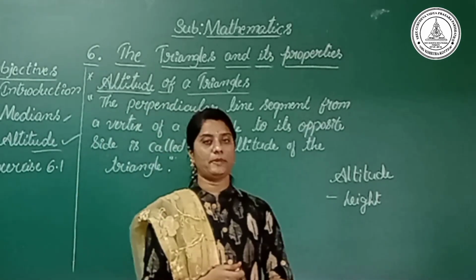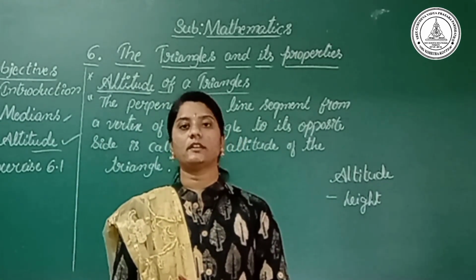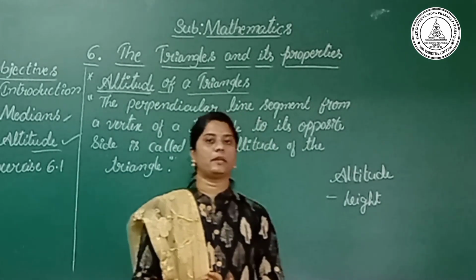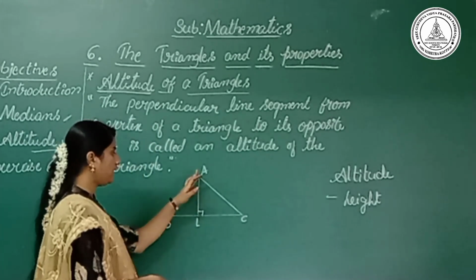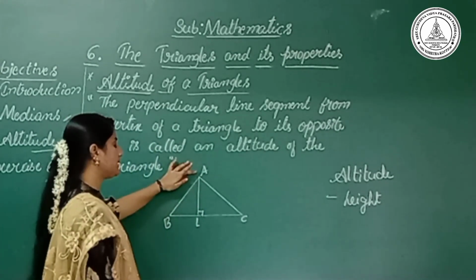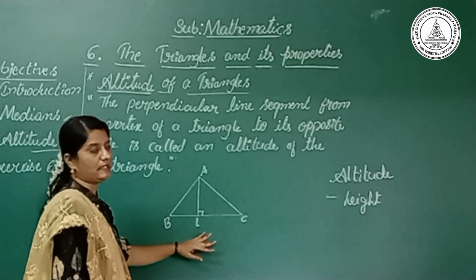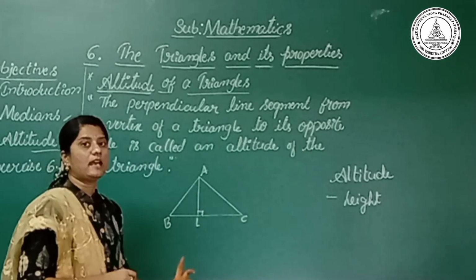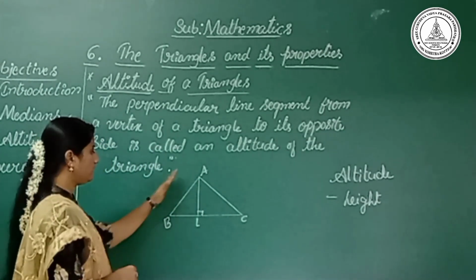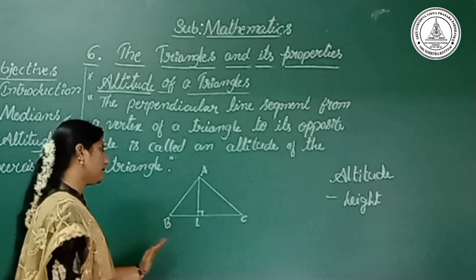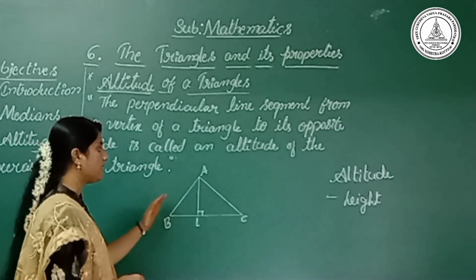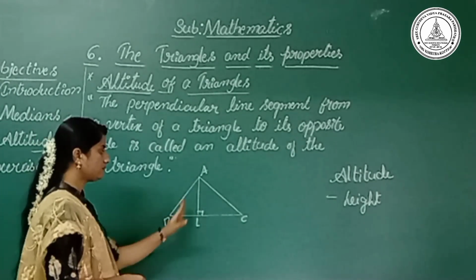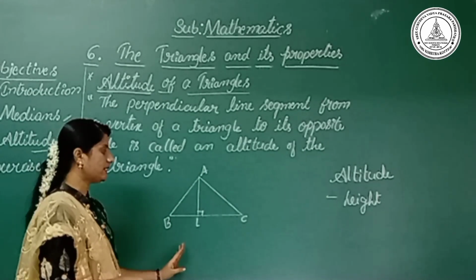So what is a perpendicular line? When two lines intersect and the angles formed are equal to 90 degrees, then the line is said to be a perpendicular line. So here the perpendicular line from the vertex A to the opposite side BC forms 90 degrees, and it is called the height of the triangle. Since the triangle has three vertices, it has three heights or three altitudes, because it has three vertex points and three sides.